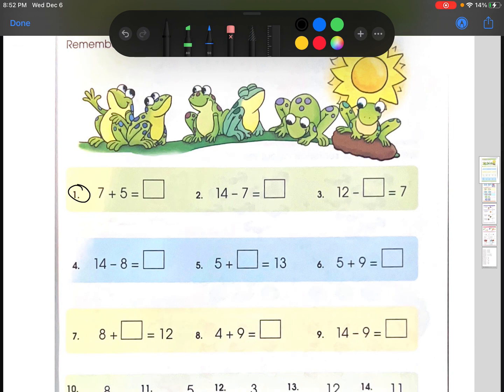7 plus 5 is equal to... because the missing number is just the answer, we just have to add these two together. So we can just do 7 plus 5, which is 7, 1, 2, 3, 4, 5, 8, 9, 10, 11, 12. So 12 would be the answer for number 1.